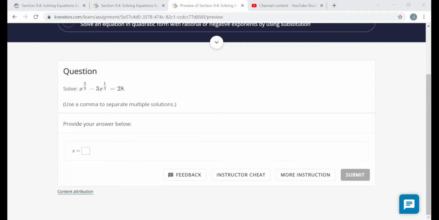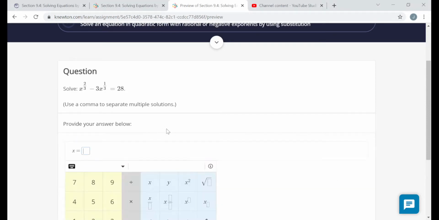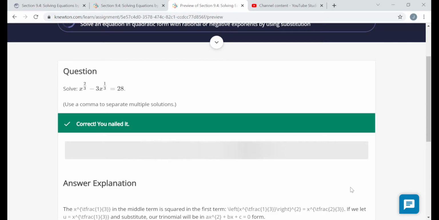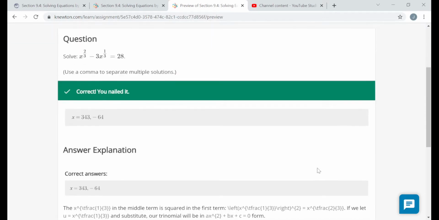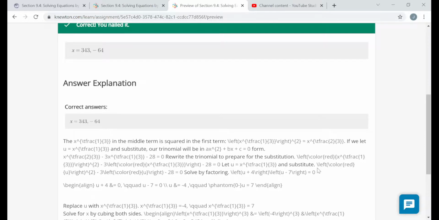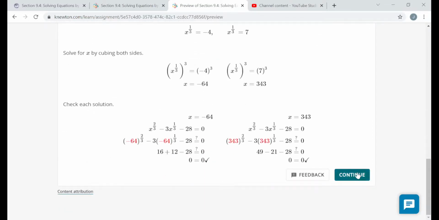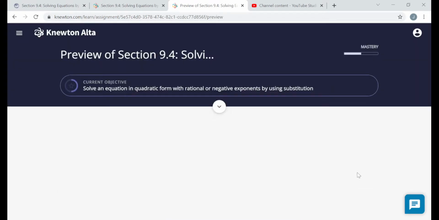Alright, so back here, the two solutions: 343, comma, and -64. Wonderful. Yeah, so again, you've been seeing every single question is pretty similar. You're making a substitution, solving the resulting quadratic equation, and then subbing back and solving for the original variable and checking your solutions, of course.